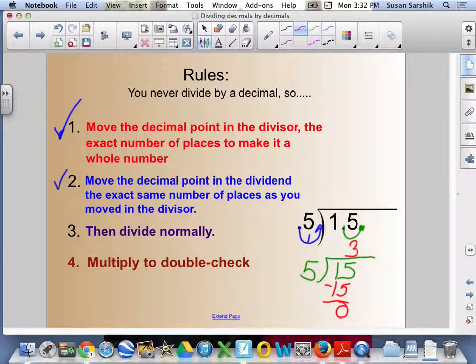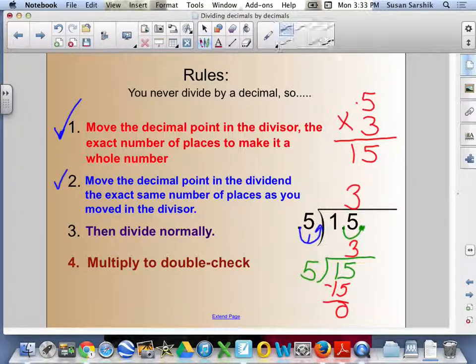And so then I multiply to double check. I go into the original problem and I take 0.5 times 3. That's taking my quotient by my divisor, and I'm looking to get my dividend. 3 times 5 is 15. In multiplying decimals, I see I have one place. So I start here and move my decimal one place over, and I get 1.5, which agrees with what my dividend is.